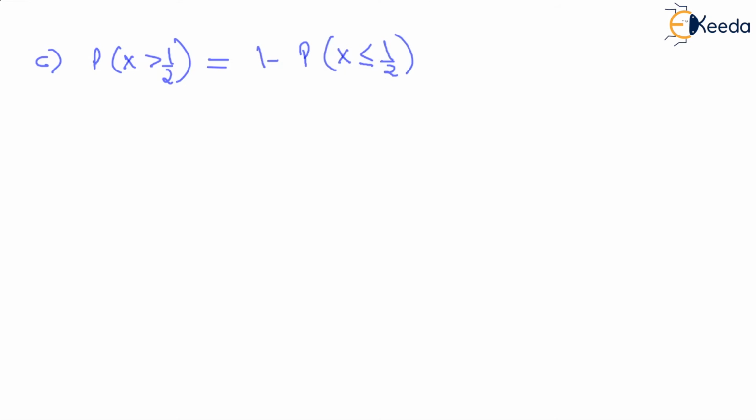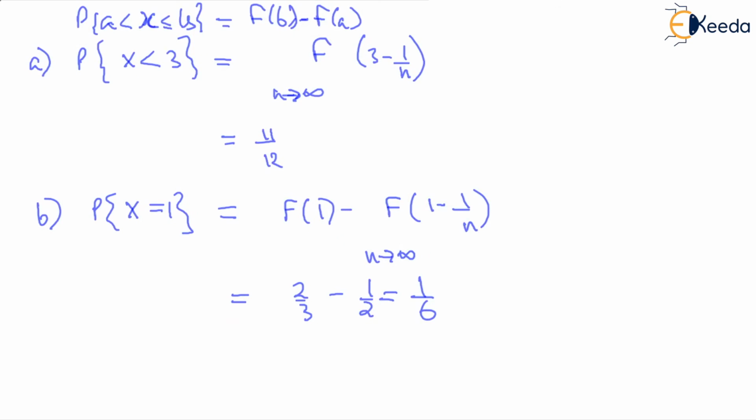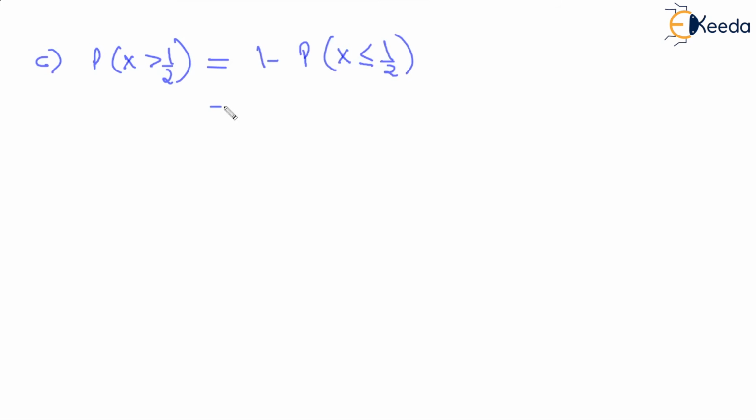Now let's get back to the function x less than equal to 1 by 2. So x less than equal to 1 by 2 is in this range, and in this range this value is x by 2, right? So this becomes 1 minus f of 1 by 2, and that is x by 2. This becomes 1 minus 1 by 2 into 1 by 2, which is 1 by 4, and this value becomes 3 by 4.